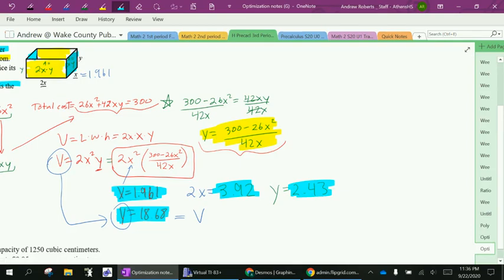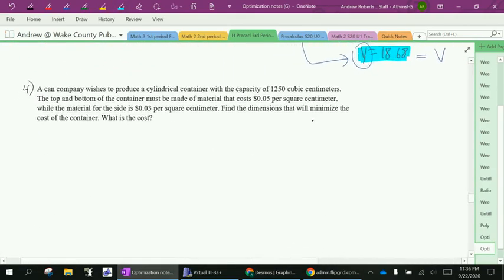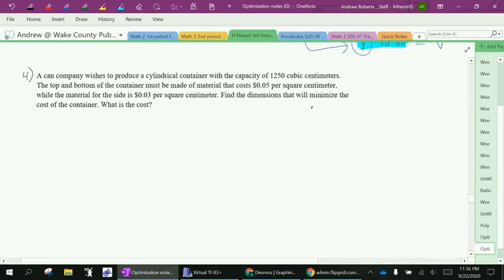Okay. Next problem here. It's a cylinder problem. Now, it says here that they want to make a cylinder with a capacity of 1,250 cubic centimeters. The top and bottom cost 5 cents per square centimeter. The side is 3 cents per square centimeter. So find the dimensions that will minimize the cost and find the cost.